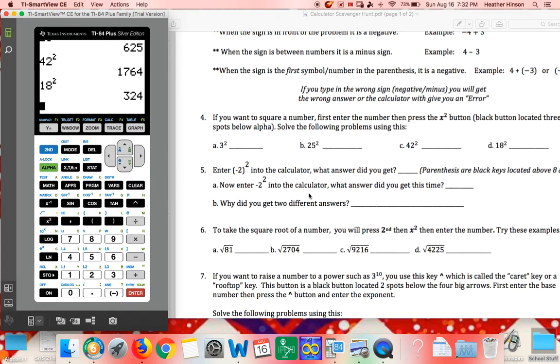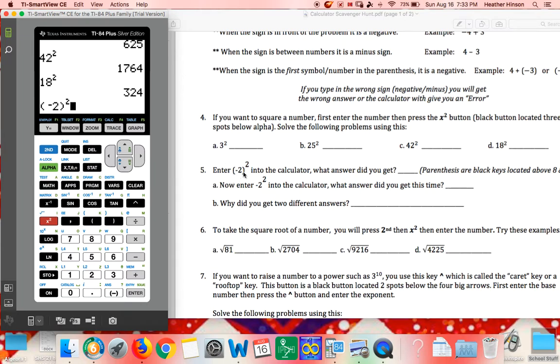Now, if you have a negative, so for example on number 5, if you have a negative 2 squared, when you plug that one in, this one has parentheses around it, so it's very important that you keep those parentheses. Your parentheses are located above buttons 8 and 9. So if you get your parentheses, a negative 2, it's negative because it's the first symbol in your group, in your parentheses. Negative 2, close your parentheses, then square it. Make sure it looks exactly like the screen.